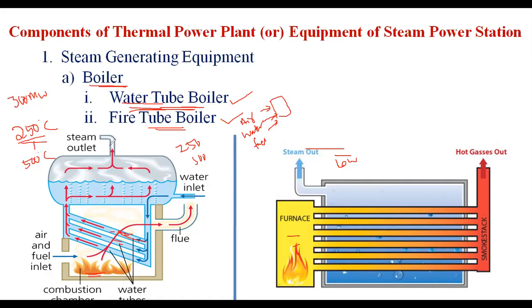You can observe here that in the water tube boiler, the water flows inside the tubes surrounded by the fire. Due to that, the steam produced is more and the space requirement is less. This generated steam drives the steam turbine through the superheater.